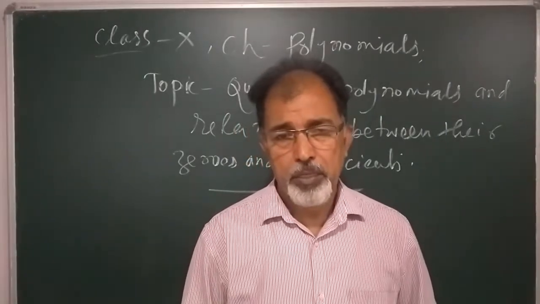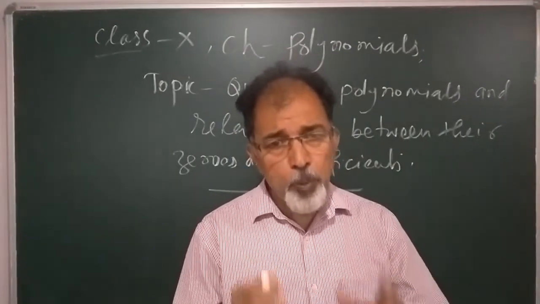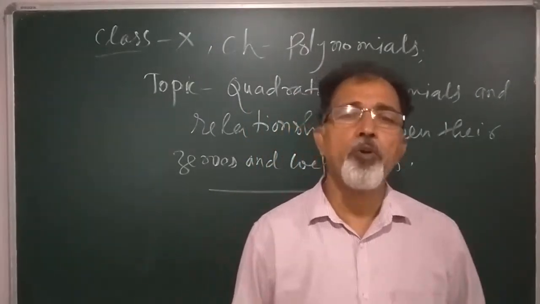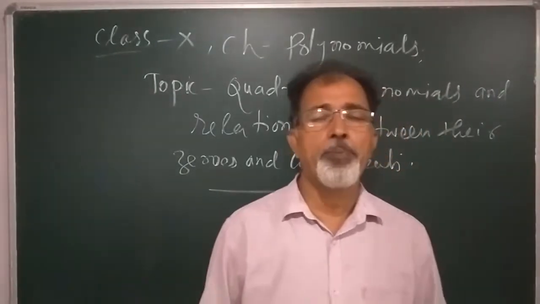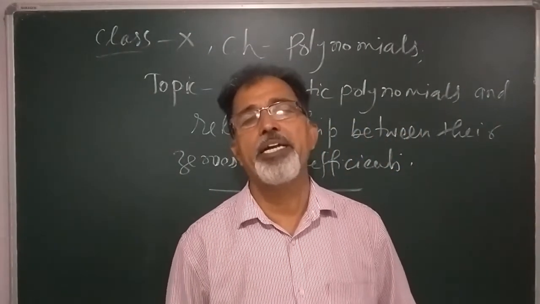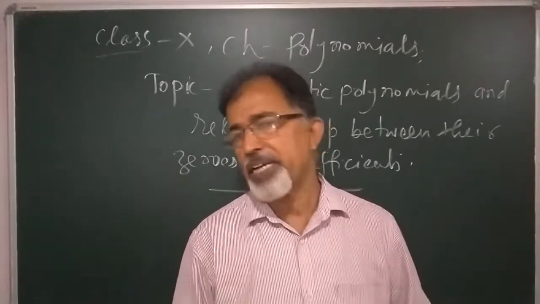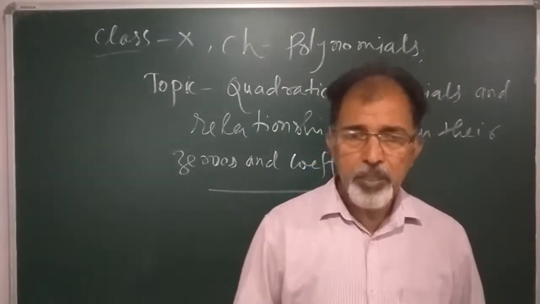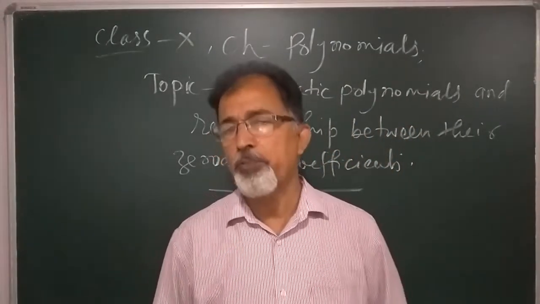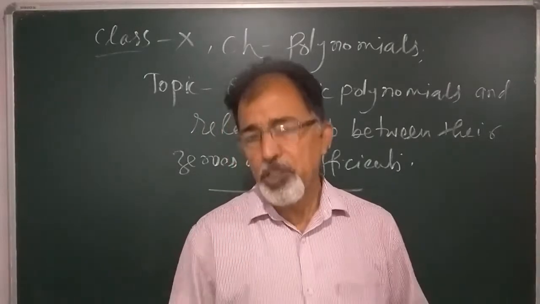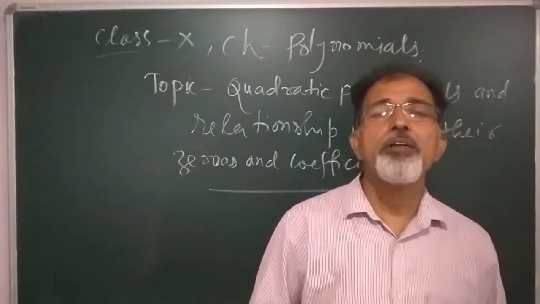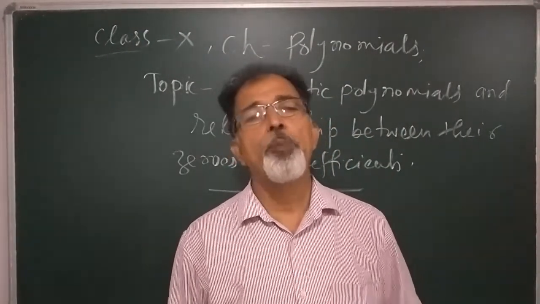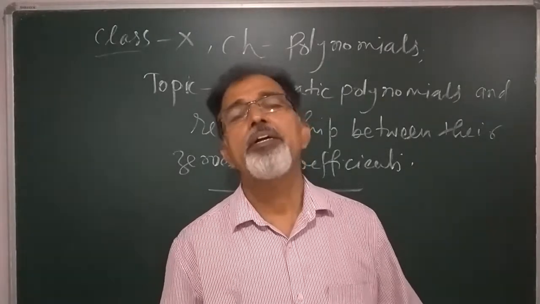Cubic polynomial. A polynomial whose degree is 3 is known as a cubic polynomial. The general form of a cubic polynomial is ax cube plus bx square plus cx plus d, where a, b, c and d are real numbers and a is not equal to 0. The degree of this polynomial is 3, and therefore the maximum number of zeros of this polynomial will be 3. Later on, we will find the relation between the zeros and the coefficients of a quadratic polynomial and a cubic polynomial.